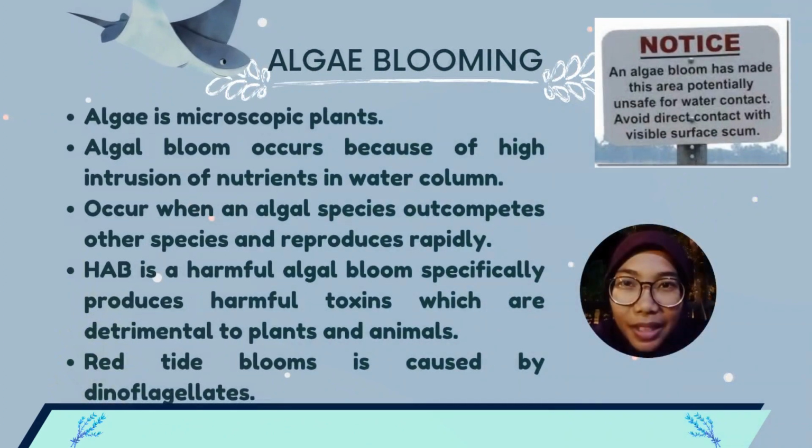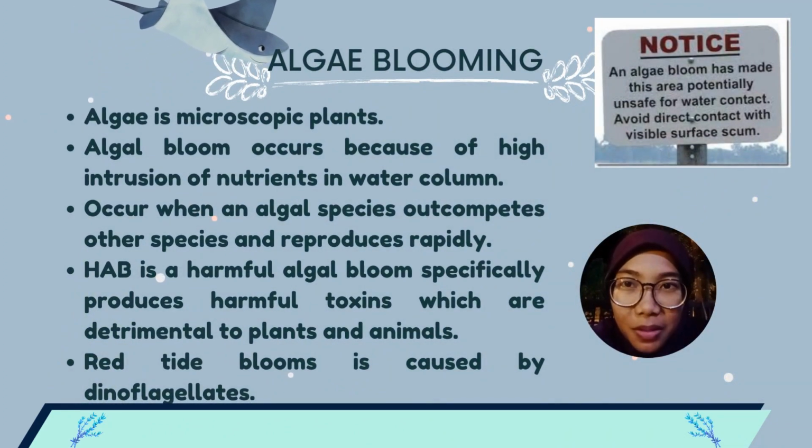Algal blooms. Algae are microscopic plants that are usually aquatic and unicellular, and lack true stems, roots, and leaves. Algal blooms occur due to high intrusion of nutrients in water columns. It occurs when an algae species competes with other species and reproduces rapidly. An algal bloom can even discolor the water due to the large number of algal cells. A harmful algal bloom is a bloom that produces toxins which are harmful to plants and animals.